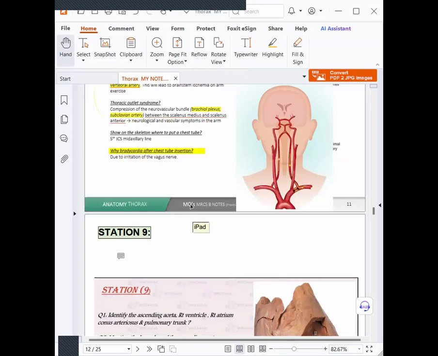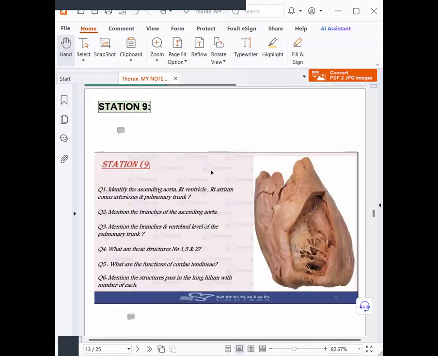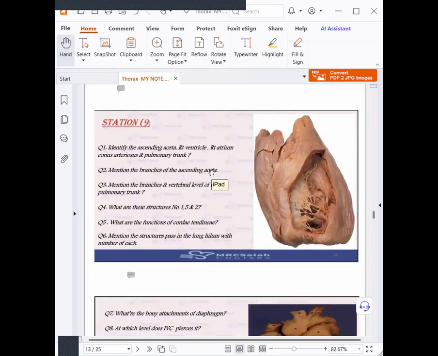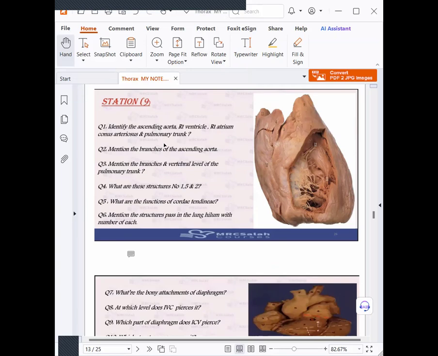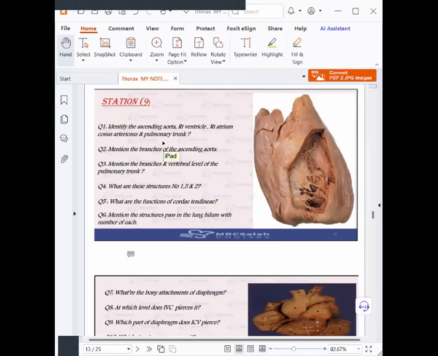Anatomy station thorax. Doctor, you can see the screen. Yes. Okay, we are starting. Time starting now.